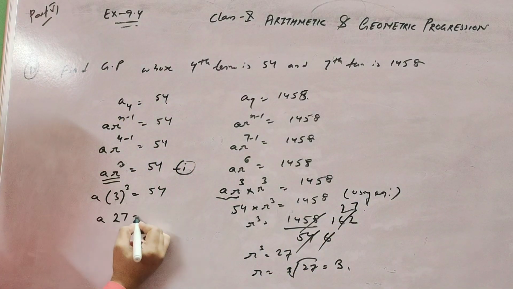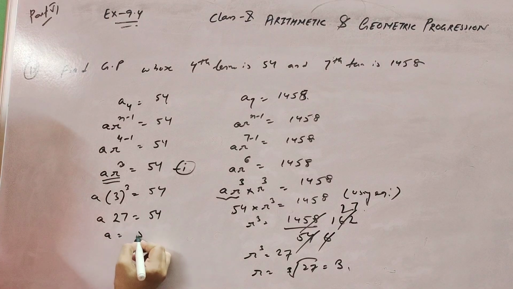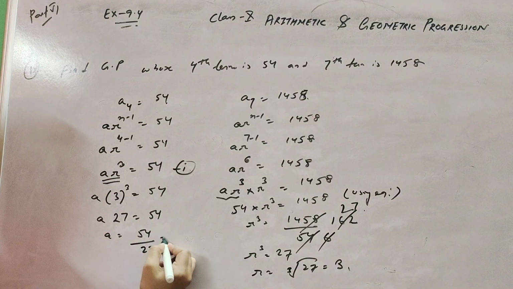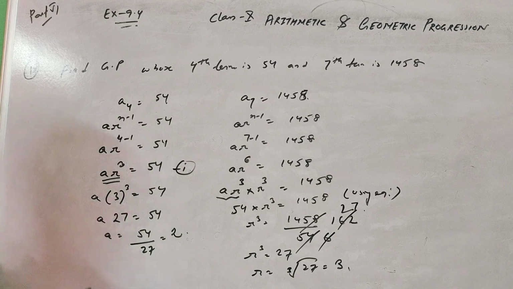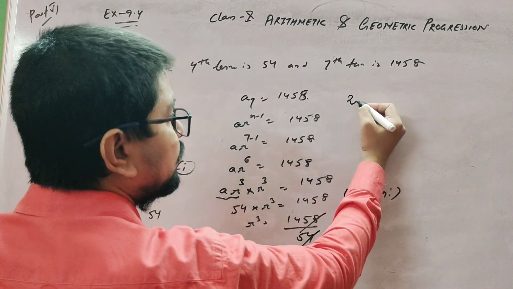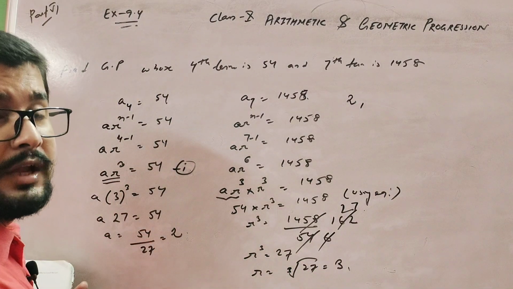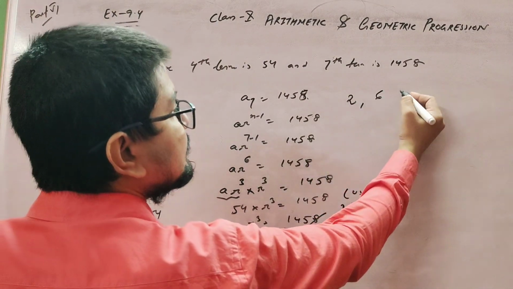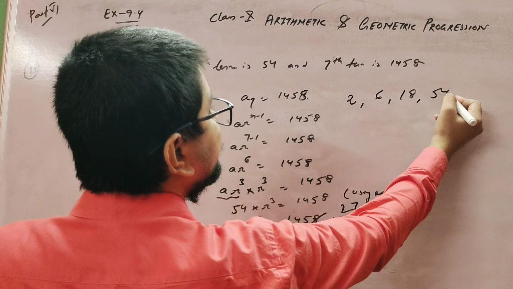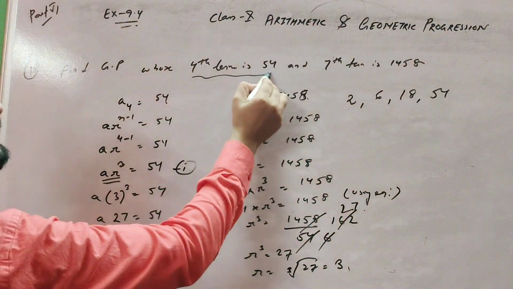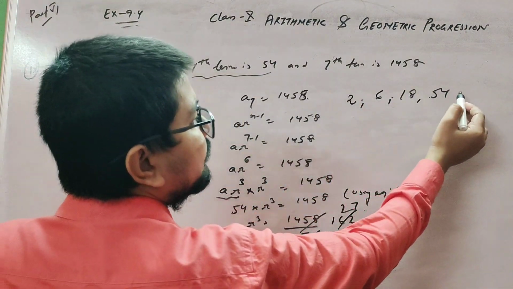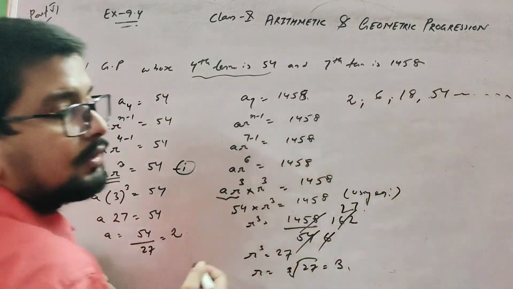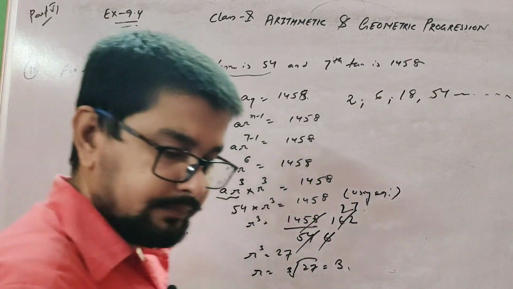So A times 27 equals 54. So A equals 54 by 27, that is 2. So the first number is 2 and the ratio is 3. That means multiply by 3: 2, 6, 18, 54. You see the fourth term is 54, and the first term, second term, third term, fourth term is 54, and so on. Okay, note.